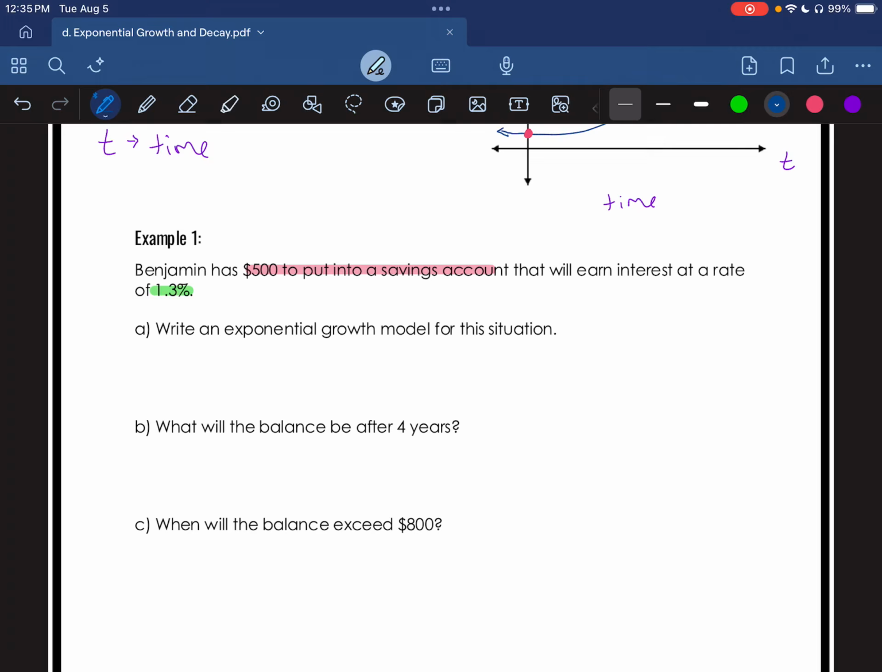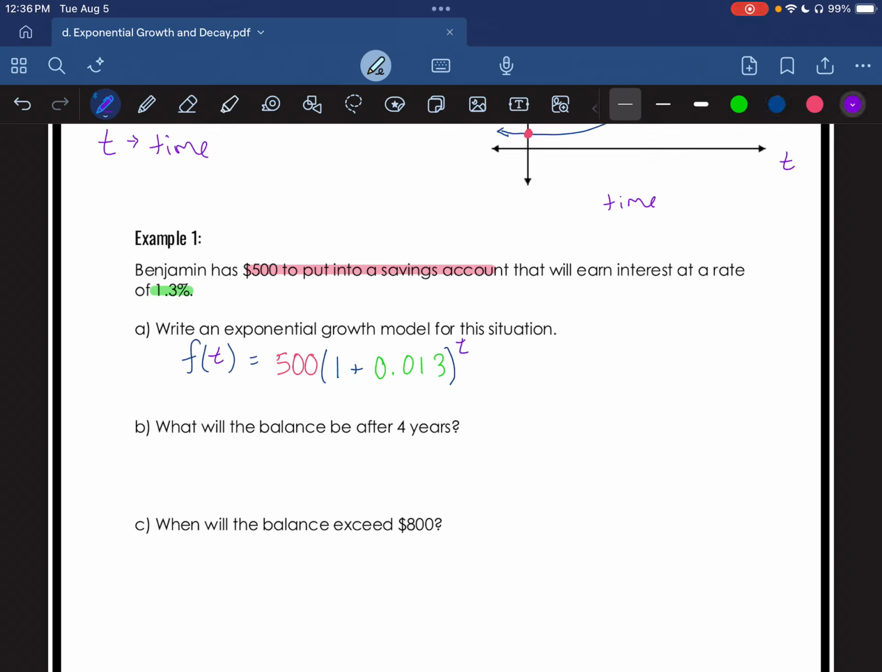So it's going to look like f of t is equal to 500. That's our starting amount. Times 1 plus, we have to turn that into a decimal. So it would be 0.013, right? Because I moved the decimal place 2 to the left, or I divided by 100, whatever makes the most sense to your brain. And that is raised to the t power.